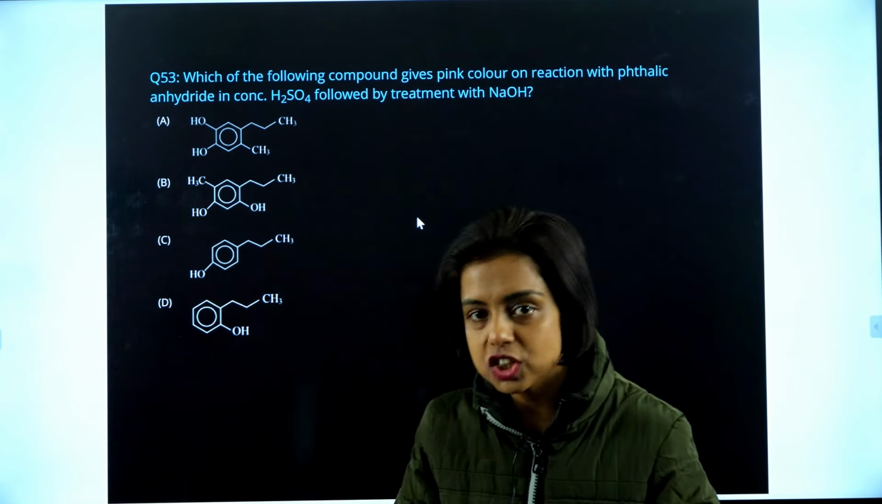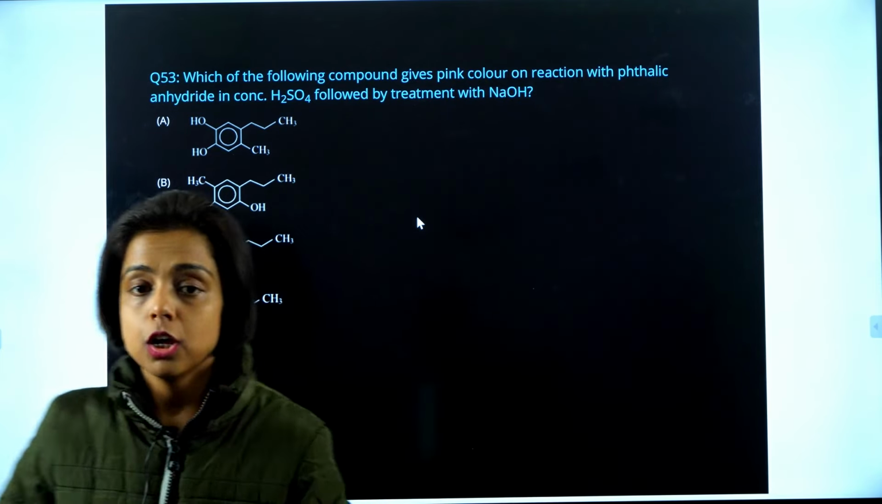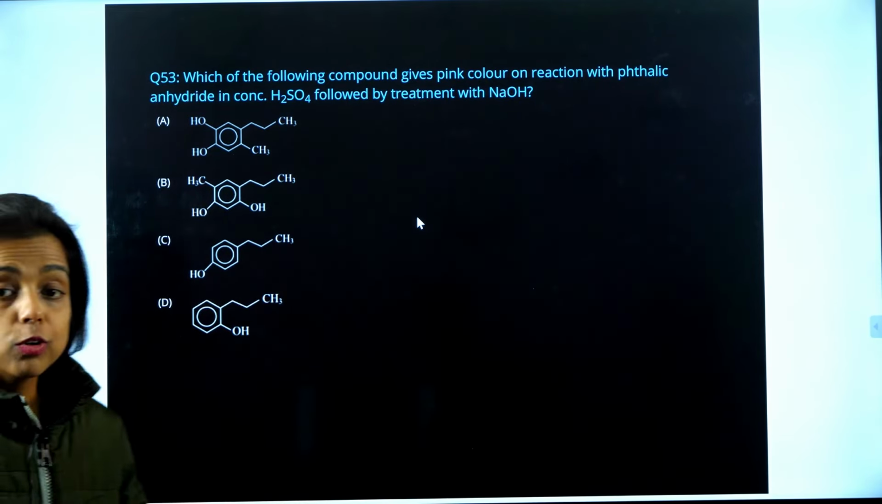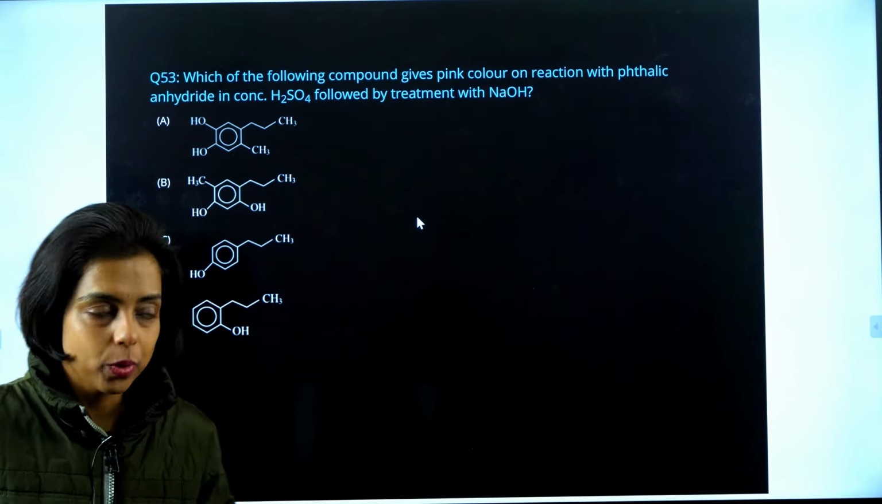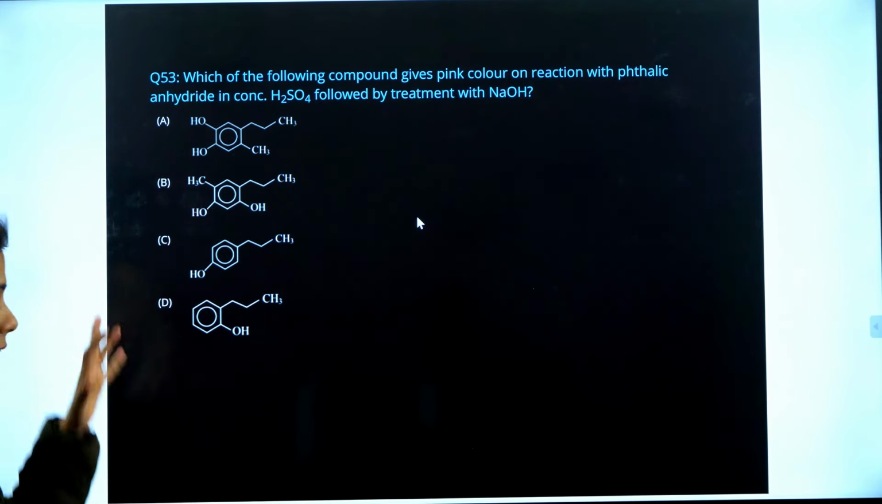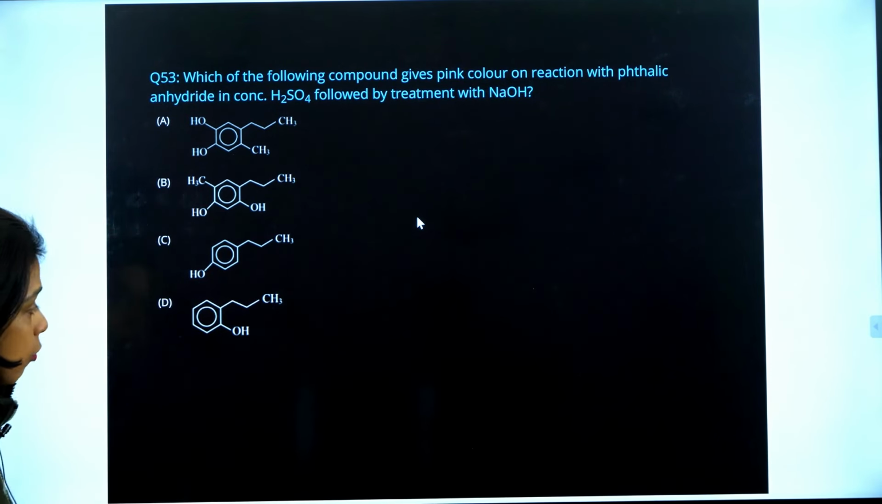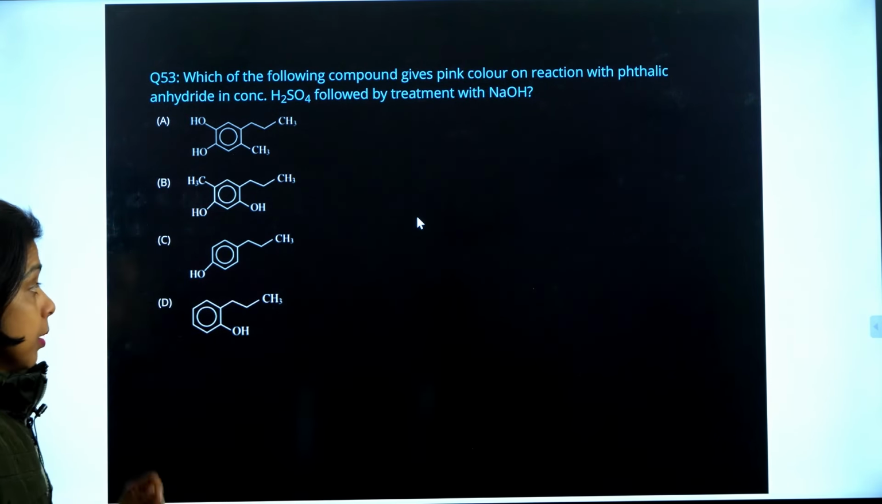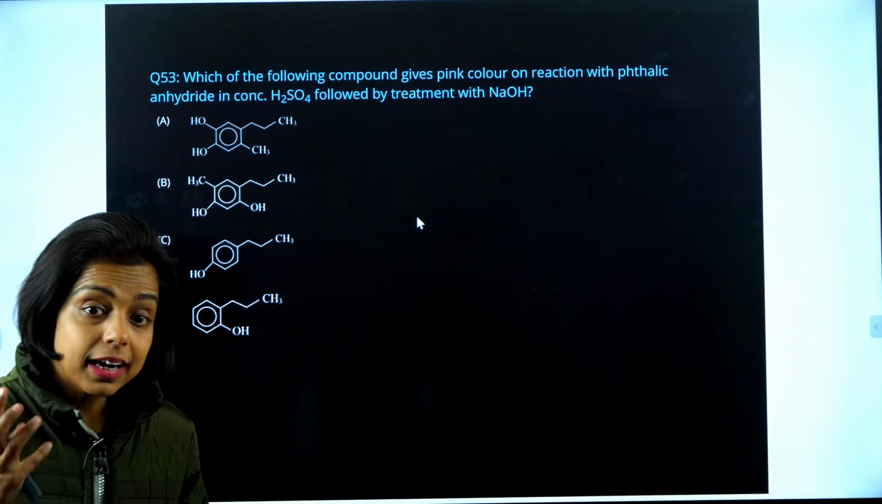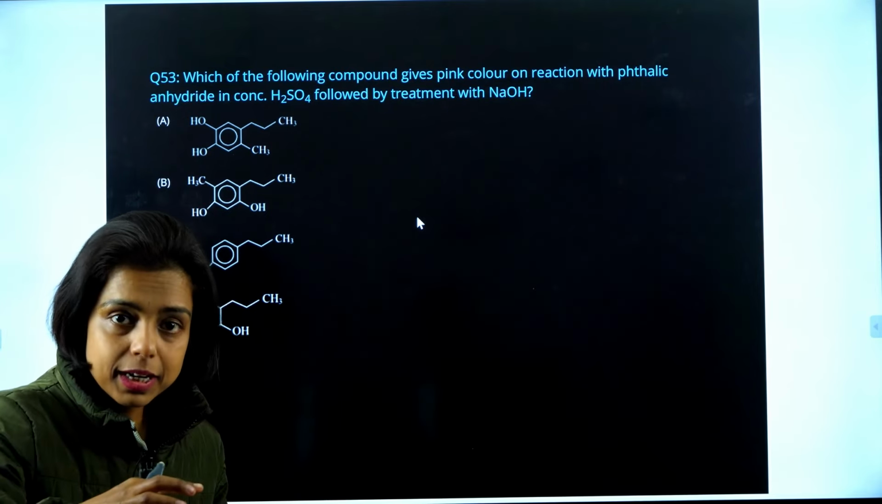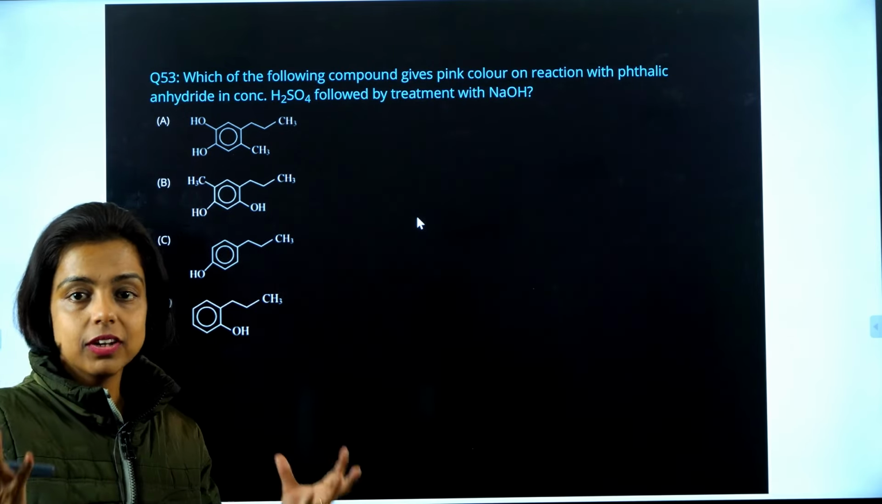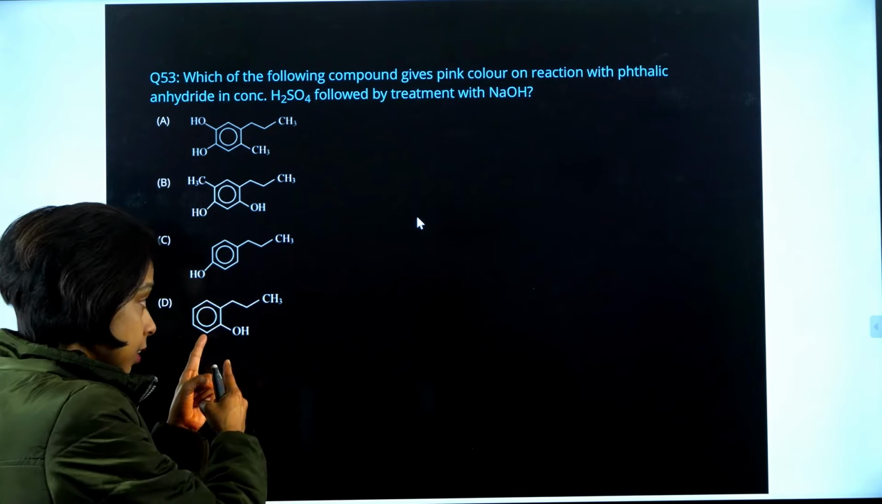That pink coloration, the dye formation is there, the color is there. So out of all, you have to look for phenol with the OH group, a single OH group. So I can see I have two options, C and D, which can form that phenolphthalein, that reaction that we are looking for. Yes, and the mechanism is the attack of an electrophile generated by phthalic anhydride. Phthalic anhydride will generate an electrophile which attacks on the ring, right?